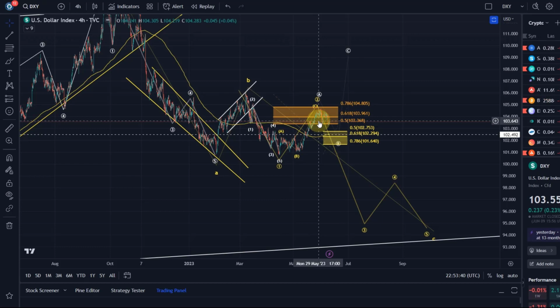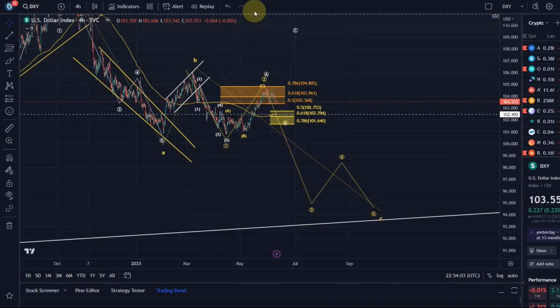But I think next week we could get some decent volatility due to inflation data, but also the interest rate decision by the Fed, which is going to be next week. And until then, we might see not too much movement. We have a very clear defined resistance area here and two scenarios. And in both, I expect the DXY to head lower.